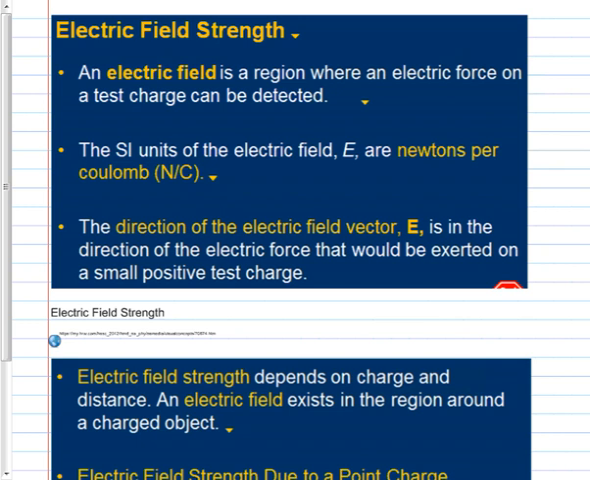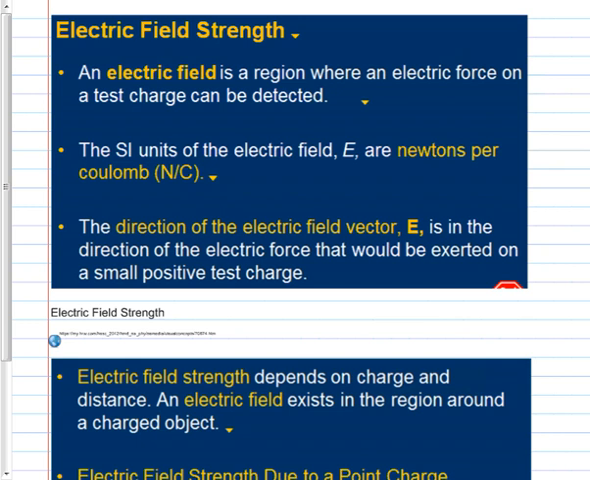But anyway, electric field, the region where electric force on a test charge can be detected. So the only way that I know there's an electric field is I have to have a charge in that electric field. Because just having an electric field won't make any force go on. When do I have an attractive force going on? Opposite charged particles, opposite charges. Or repulsion if I have the same charges. So I have to have another charge in an electric field, or there's not going to be another force. So we call that a test charge.